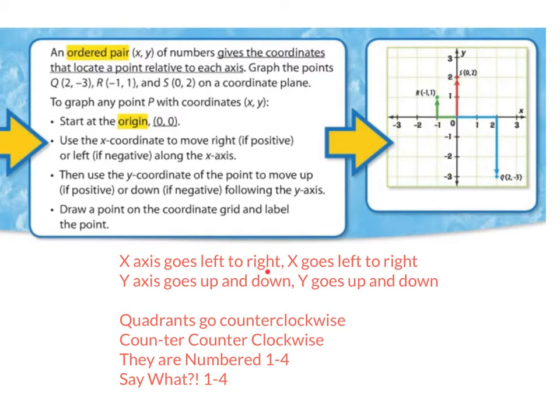X-axis goes left to right. X goes left to right. Y-axis goes up and down. Y goes up and down. Quadrants go counterclockwise, counterclockwise. They are numbered 1 through 4. Say what? 1 through 4.